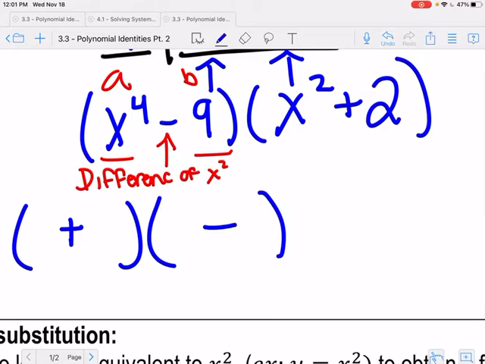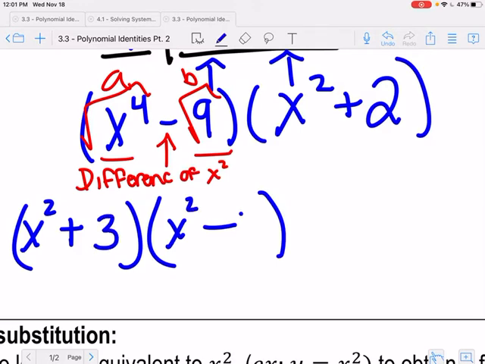Now, to find A and B, if you remember from the last video, all we need to do is take the square root of each one, and that should be A and that should be B. The square root of x to the power of 4 would be x squared, which means that both are going to have an x squared. The square root of 9 is going to be 3, which means that both are going to have a 3.